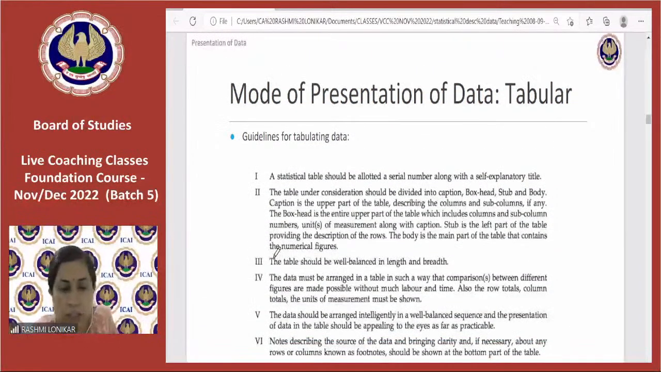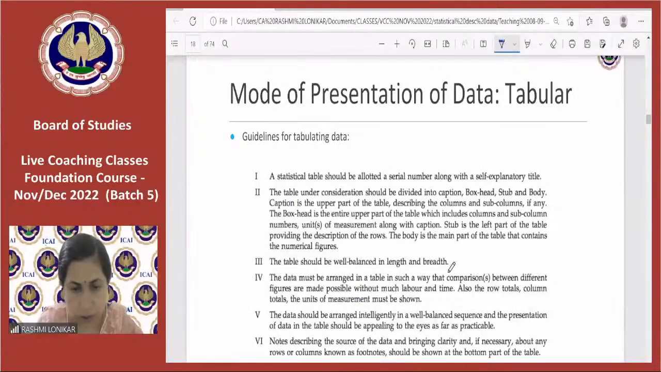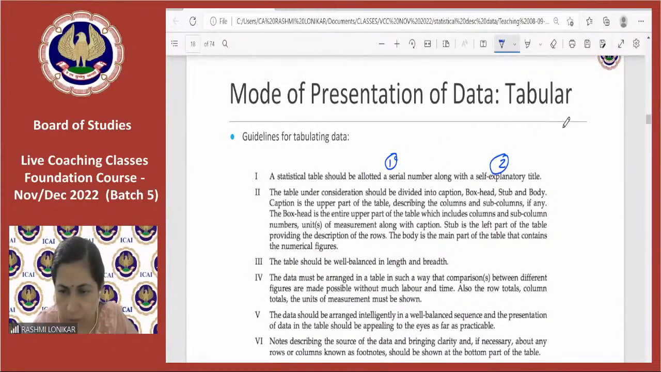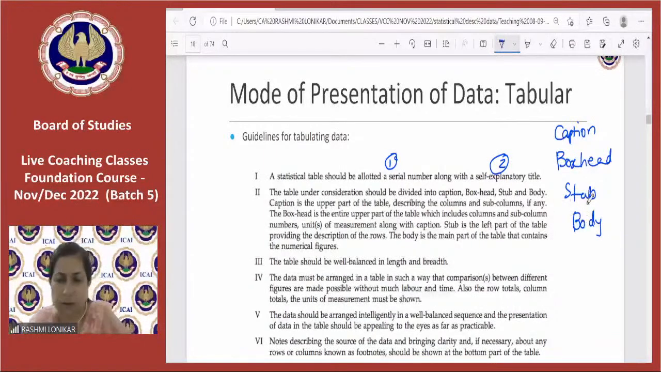So first, you should allot a serial number along with a self-explanatory title. Okay. Then a table consists of a caption. Okay. Then a box head, stub, and body. Okay. So we will see this one by one.